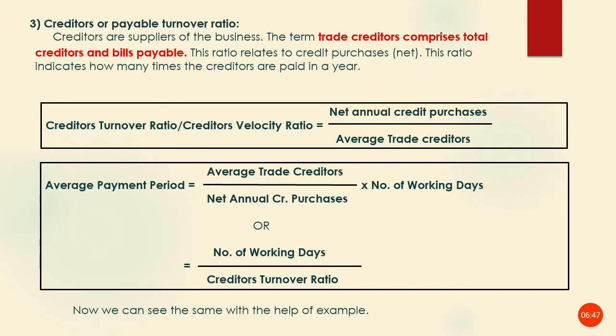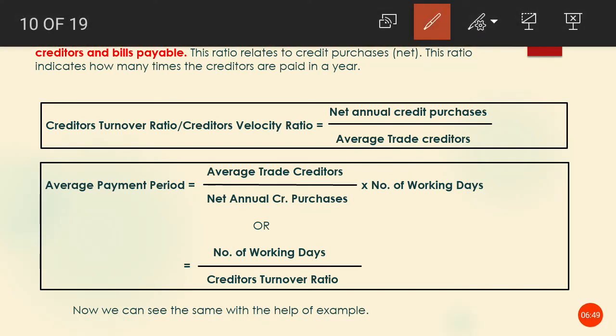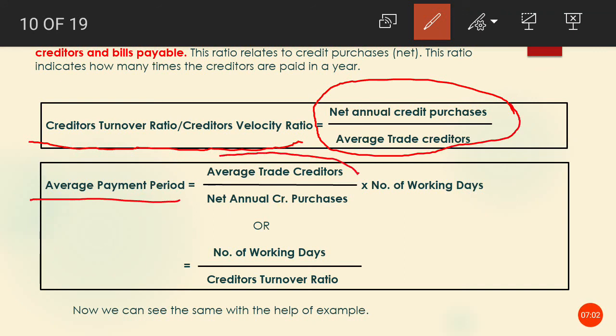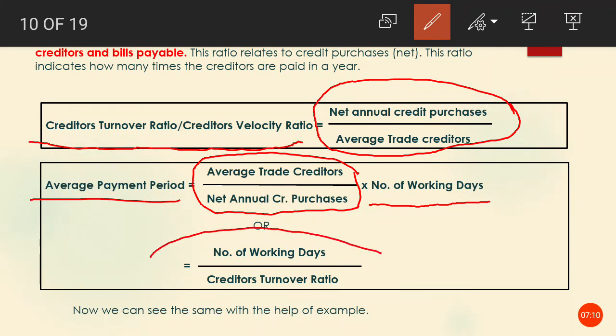The following formula is considered: creditors turnover ratio, or creditors velocity ratio, is equal to net annual credit purchase divided by average trade creditors. Average payment period is equal to average trade creditors divided by net annual credit purchase into number of working days, or number of working days divided by creditors turnover ratio.